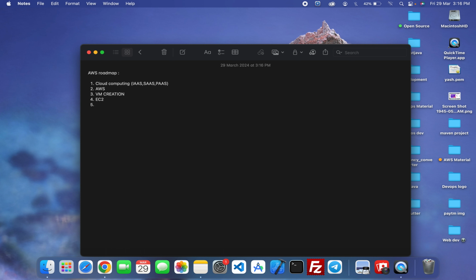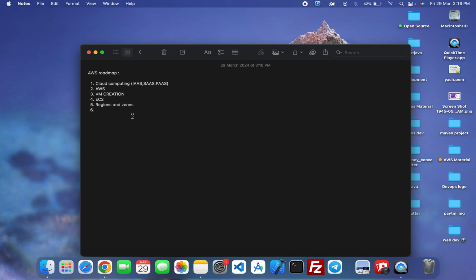So fifth topic is regions and availability zones. We want to learn these two definitions or concepts because these concepts are very important to learn other AWS services. Okay, so we want to learn about that as well.